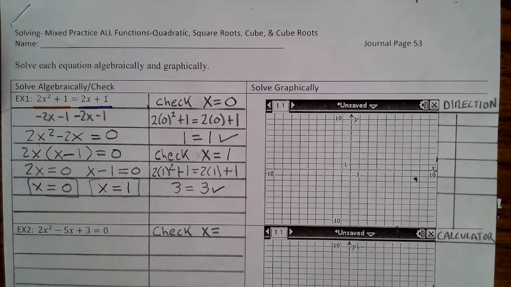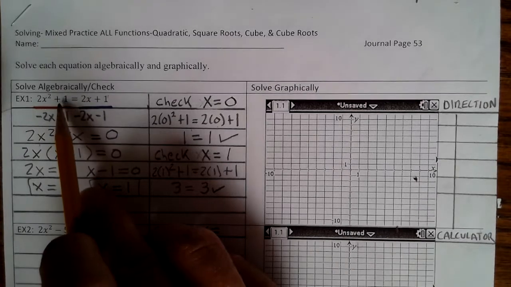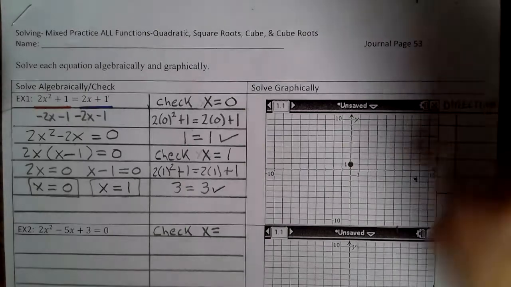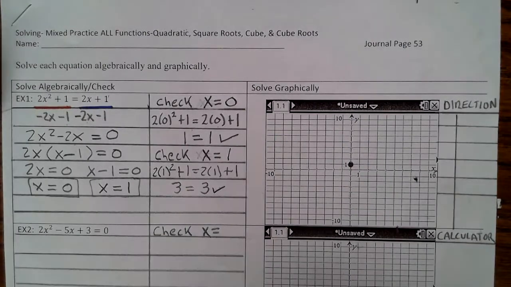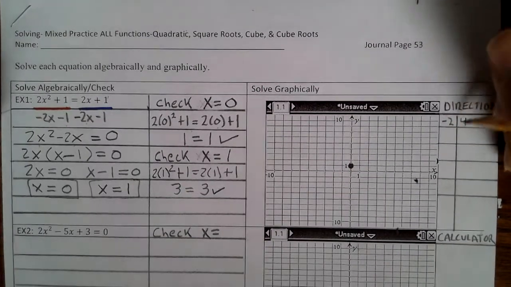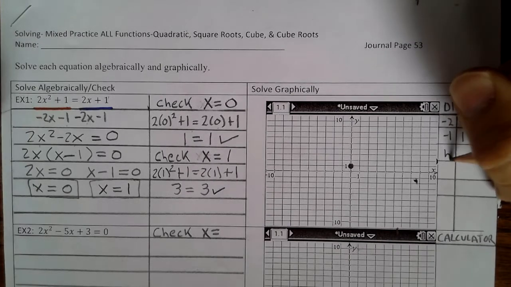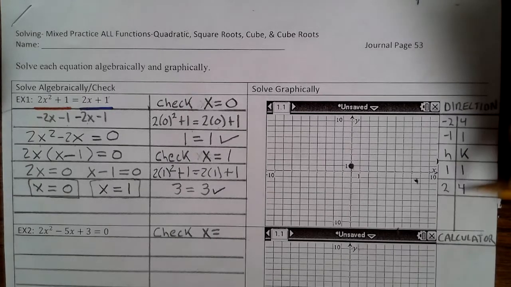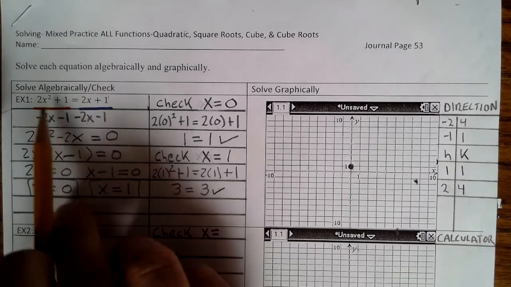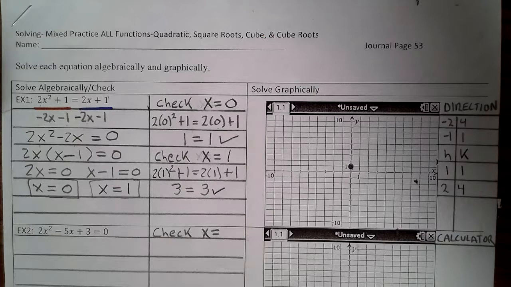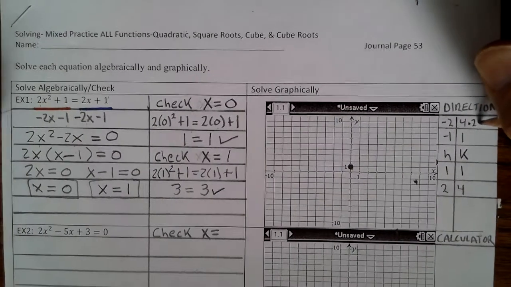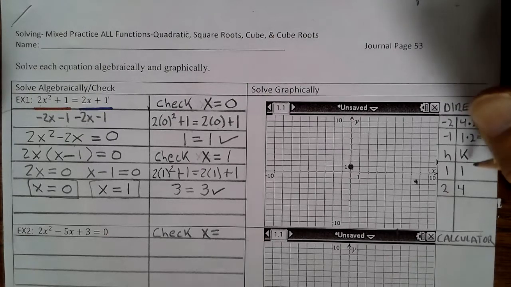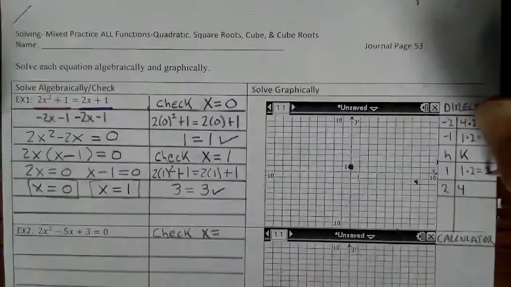So to graph the left side, our vertex goes up 1. So there's a new vertex, and we graph by direction. So we know negative 2, 4, negative 1, 1, the vertex, 1, 1, 2, 4. But we have to multiply the y direction by 2. So 4 times 2 is 8, 1 times 2 is 2, 1 times 2 is 2, 4 times 2 is 8.